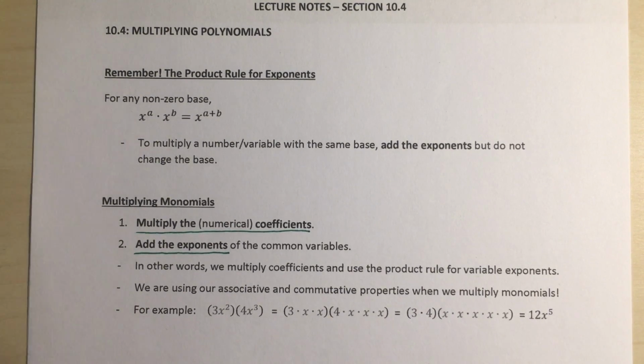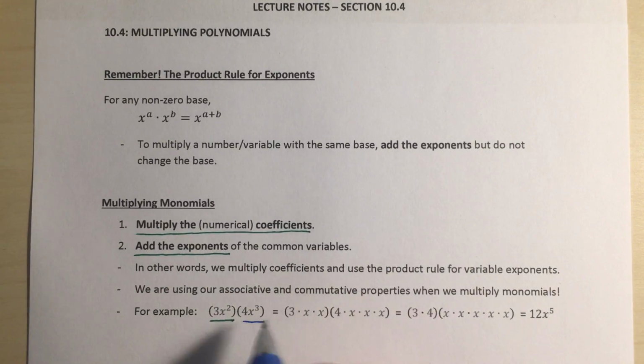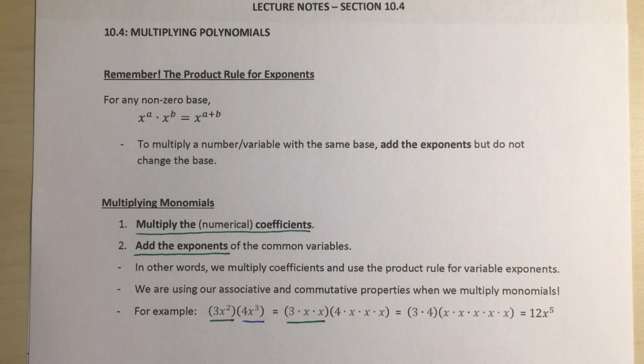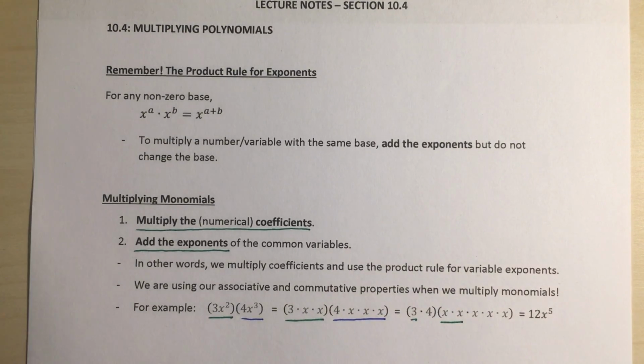Right? So we have 3x squared times 4x cubed. So 3x squared is this 3 times x times x. Our 4x cubed, 4 times x times x times x. Okay. Then looking at these, the 3 and our x squared are those first two x's. Then we have that 4 and our other 3 x's.